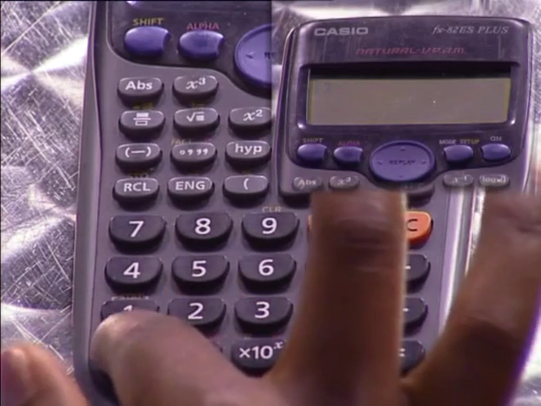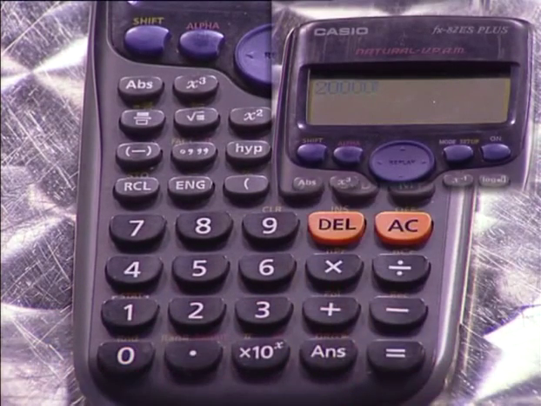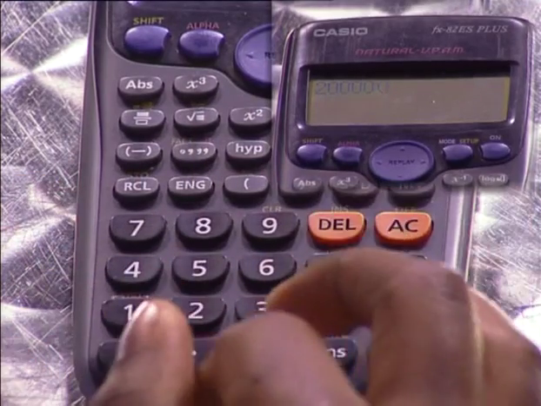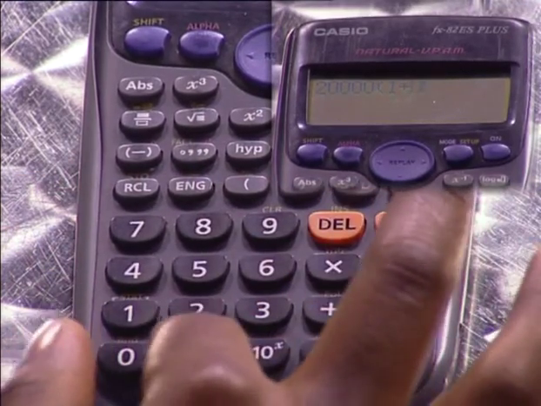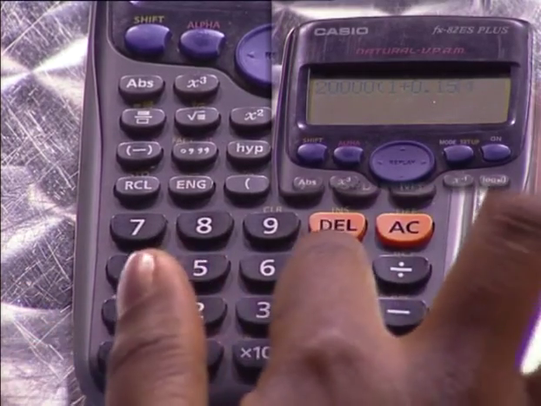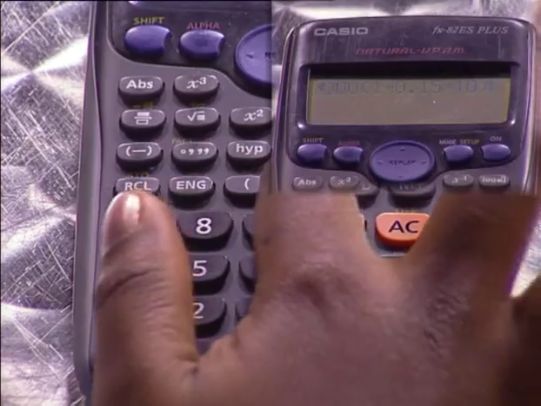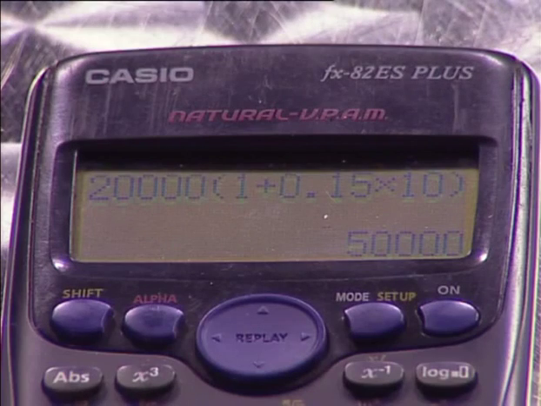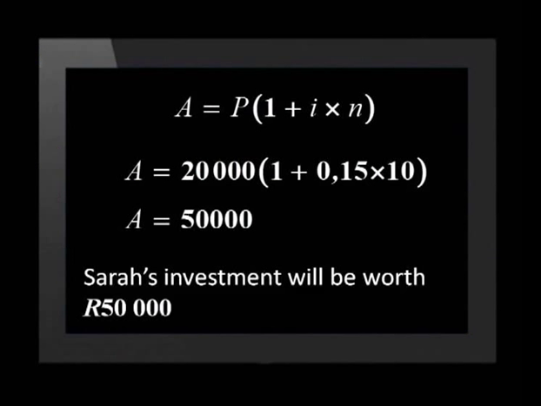Use your calculator to find the answer. Start by punching in 20,000, press open brackets, 1 plus 0.15 times 10, close brackets. Press equals, and you'll see the answer is 50,000. So after 10 years, Sarah's accumulated amount on her investment was 50,000 Rand. Remember, this is the total amount of the initial investment, together with the interest gained over 10 years.